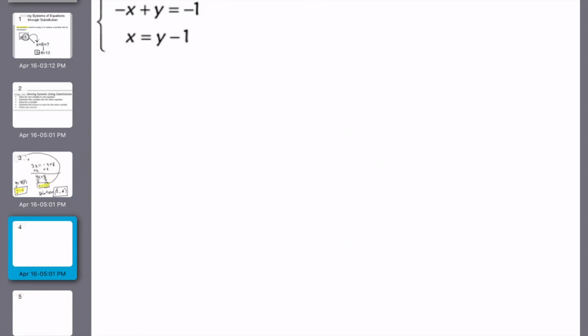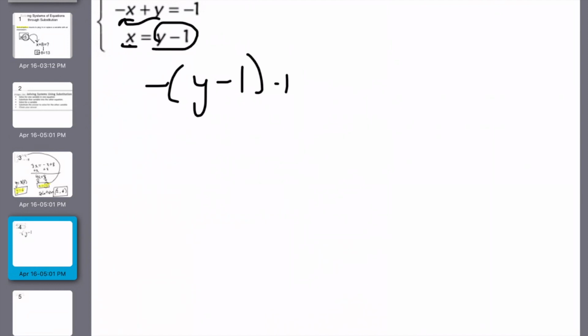Negative x plus y equals negative 1, and x equals y minus 1. Now, what's really nice about this example, again, is they already solved for one of my variables. In this case, they solved for x. So what I have to do is take this y minus 1 and plug it in here. So I have a negative sign times y minus 1, plus y equals negative 1.